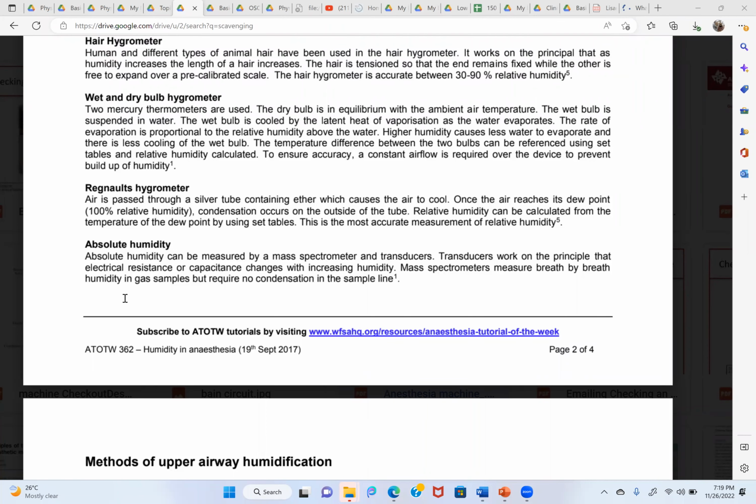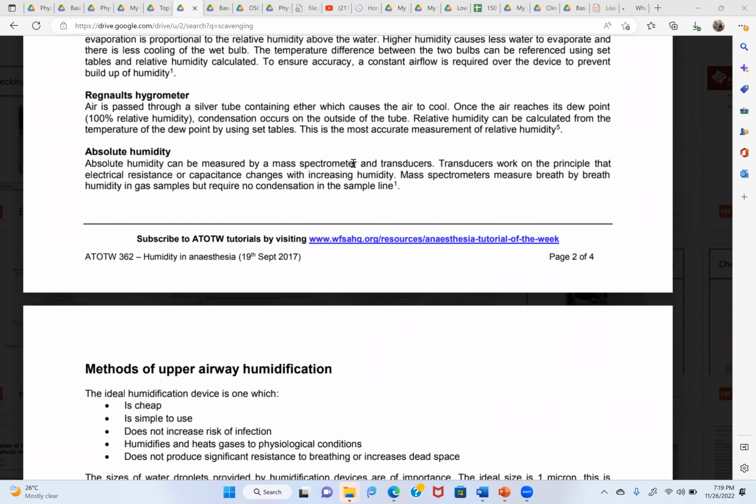Absolute humidity can be measured by a mass spectrometer and transducer. Transducers work on the principle that electrical resistance or capacitance changes with increasing humidity. A mass spectrometer measures breath-by-breath humidity in gas samples but requires no condensation in the sample line. So this is just for your information, because even if it is asked in the written exam, you should just have a concept.